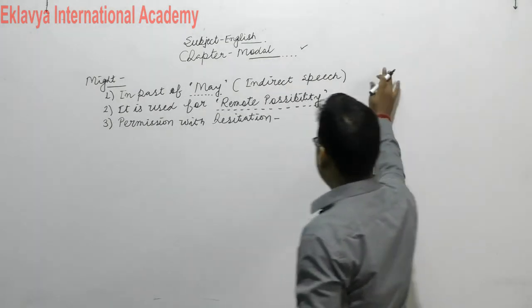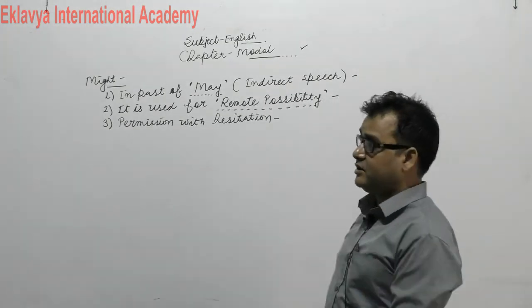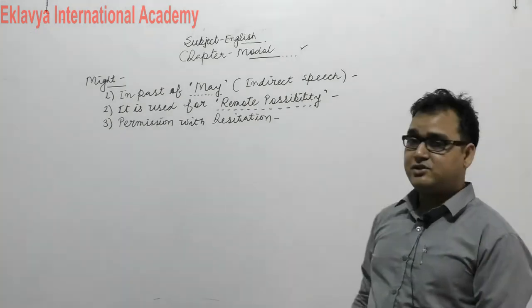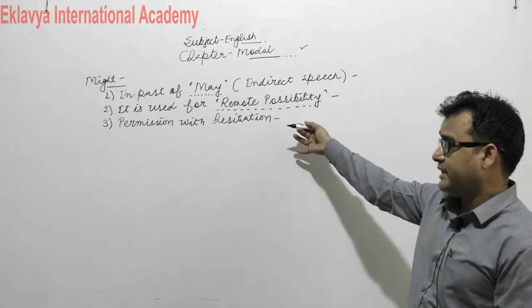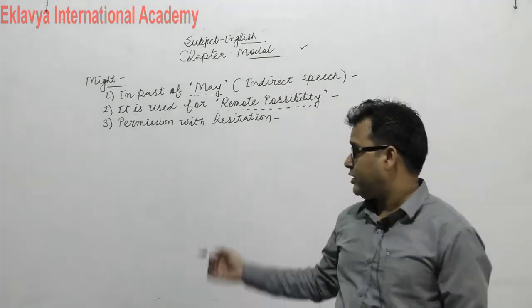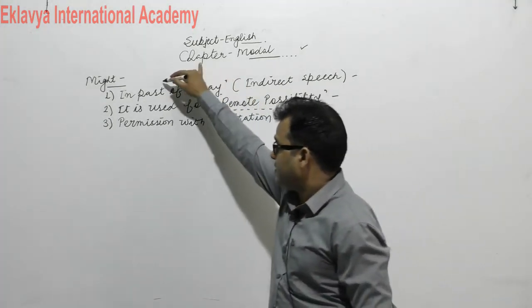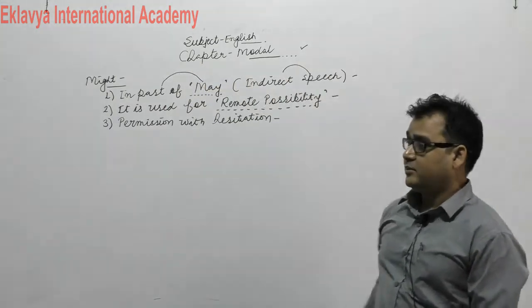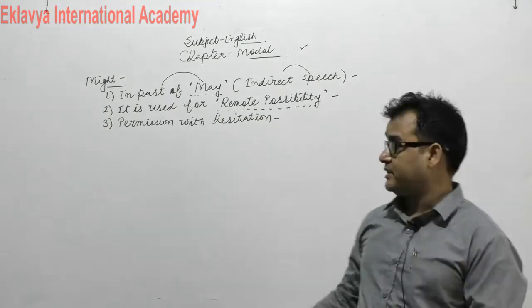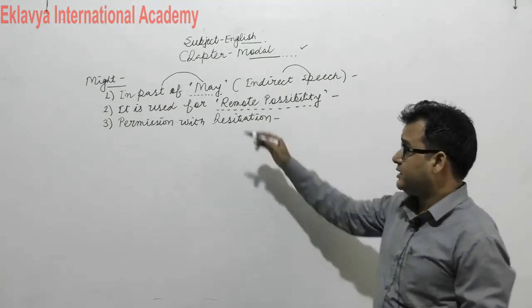So these are the essential points. Already we discussed these points, but we haven't mentioned the examples there. So might basically is the past of may. Point number first is in past of may. We use might in past of may in direct speech and indirect speech. We use might in direct speech, in past of may.